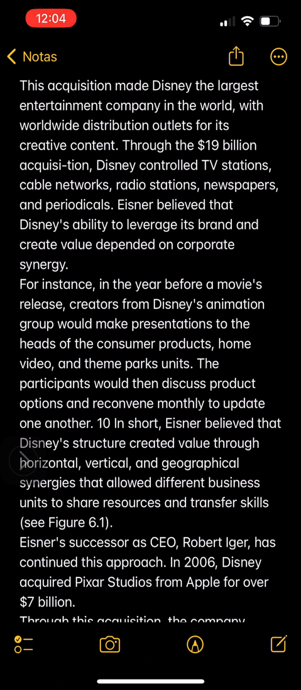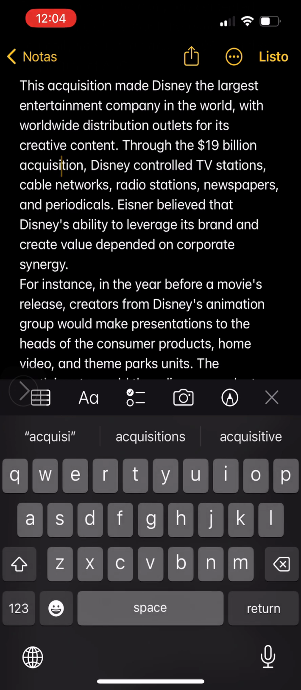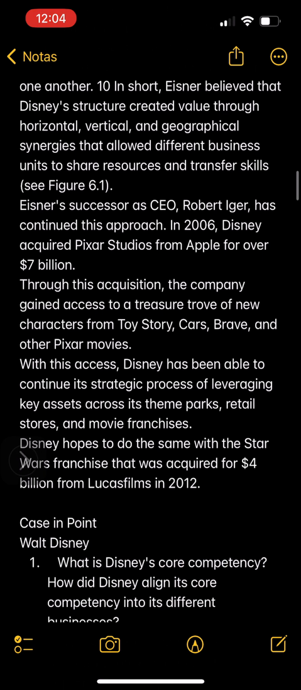The participants would then discuss product options and reconvene monthly to update one another. In short, Eisner believed that Disney's structure created value through horizontal, vertical, and geographical synergies that allowed different business units to share resources and transfer skills. See Figure 6.1. Eisner's successor as CEO, Robert Iger, has continued this approach.